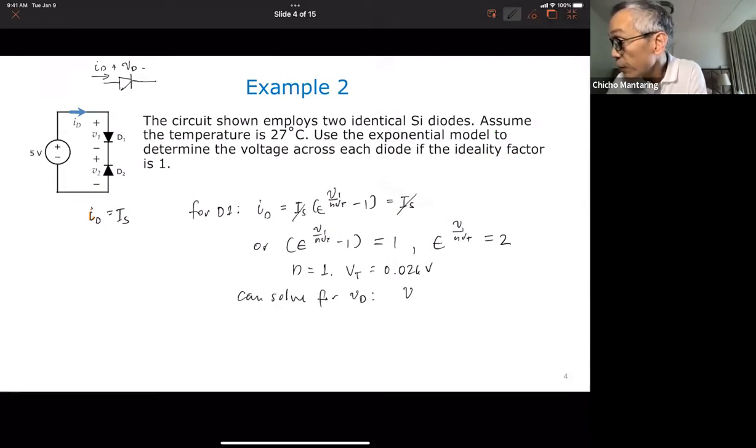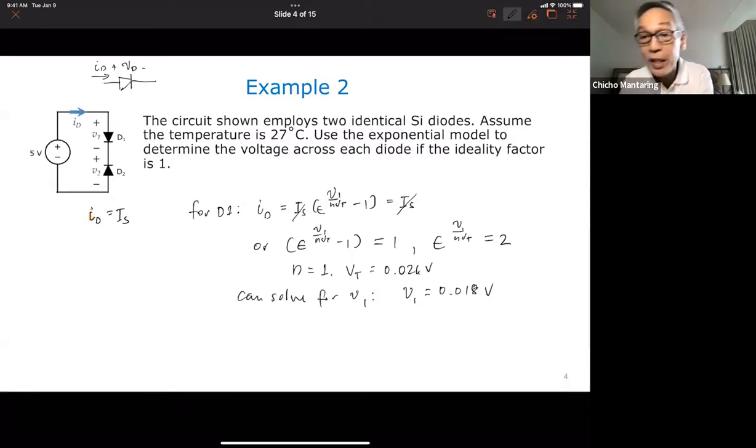So if I solve for V1, I'm going to get V1 is equal to 0.018 volts. So see that it is very, very small, 0.018 volts. Yun yung voltage dito. That is the voltage across D1 if the current, the forward current, is I of S.